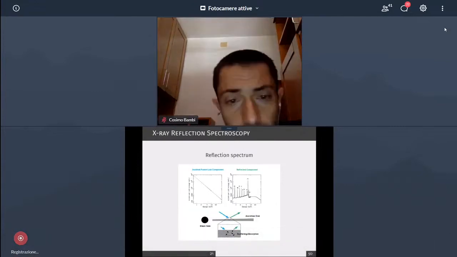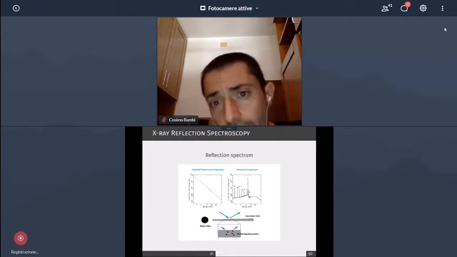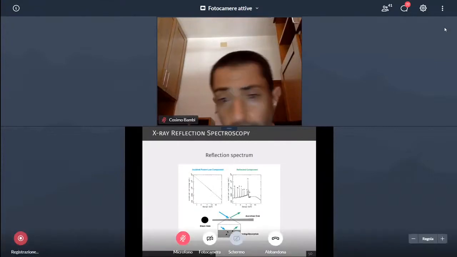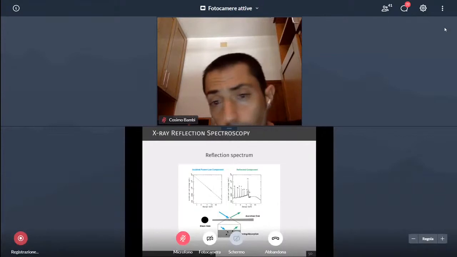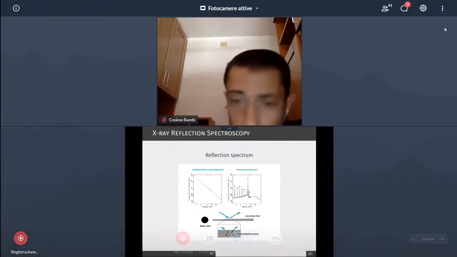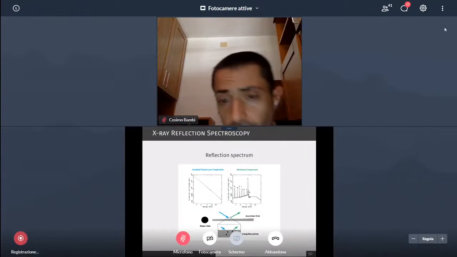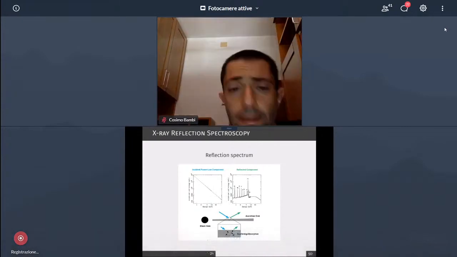Here I have a few slides about this technique. Here you have on the left panel the incident radiation, which is a power law, and then the reflection component, which is characterized by many emission lines, in particular the iron K alpha line around 6.4 keV. And this is in the rest frame of the gas, but then it is distorted due to the motion of the gas in the disk and the spacetime metric. So this is the basic idea.